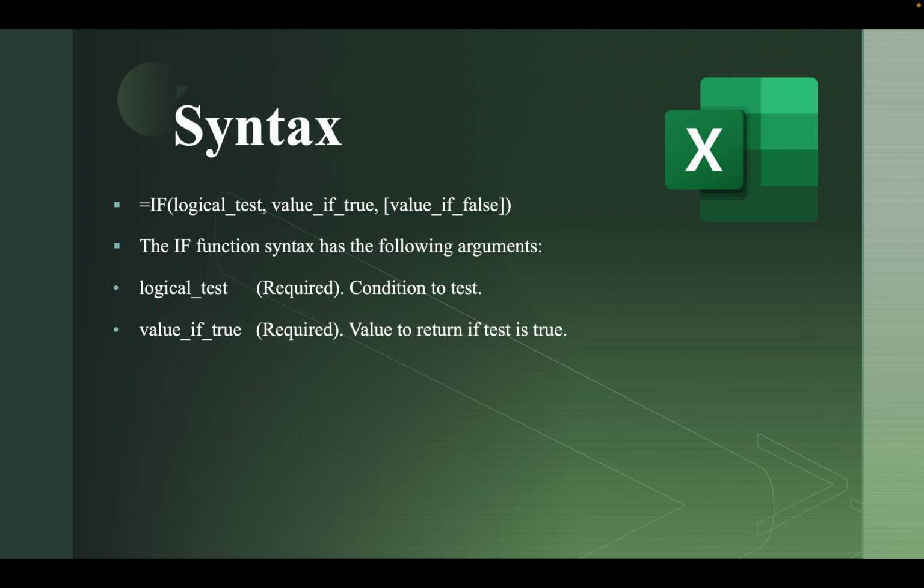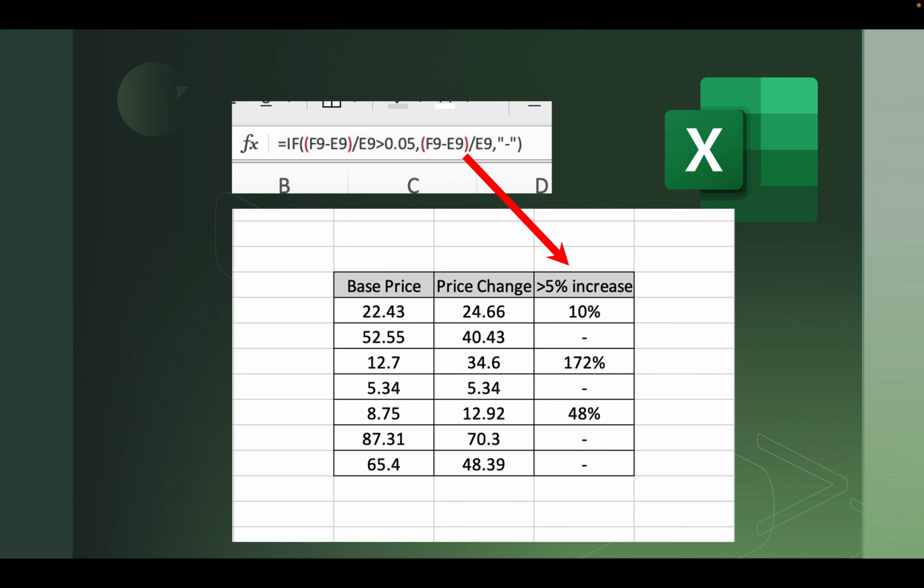So the value if true, that's the first text to appear. That's also required. Value to return if the test is true. So as you can see, there's three values. These are three situations where that value is true. So after the condition, I have a comma. So the function is ready to accept the value to print if it's true.